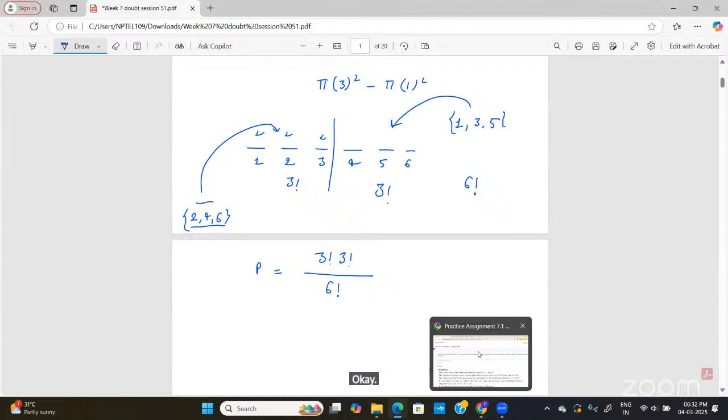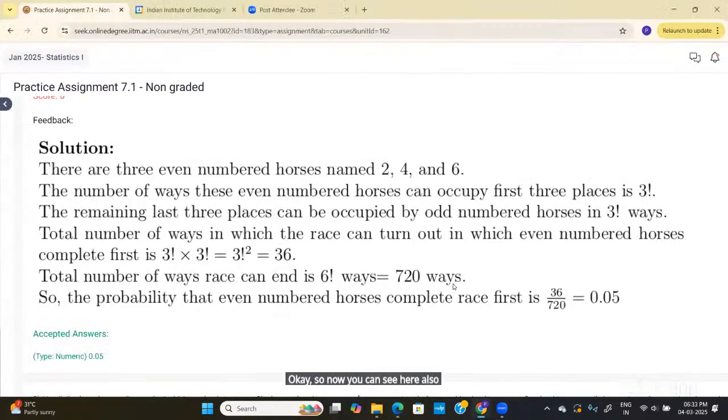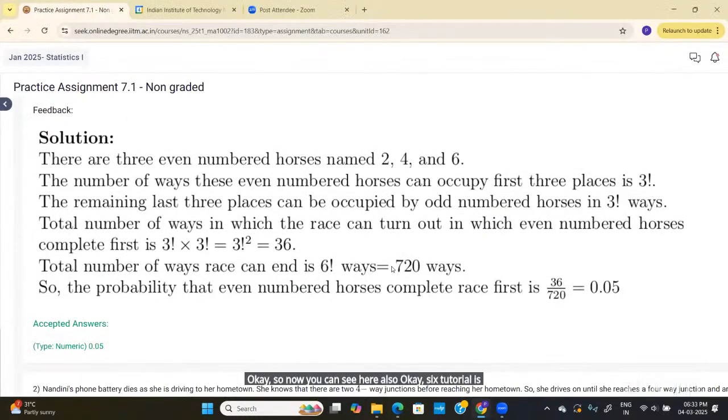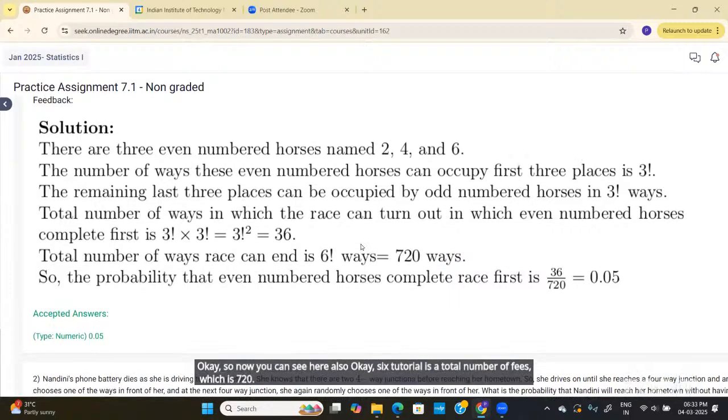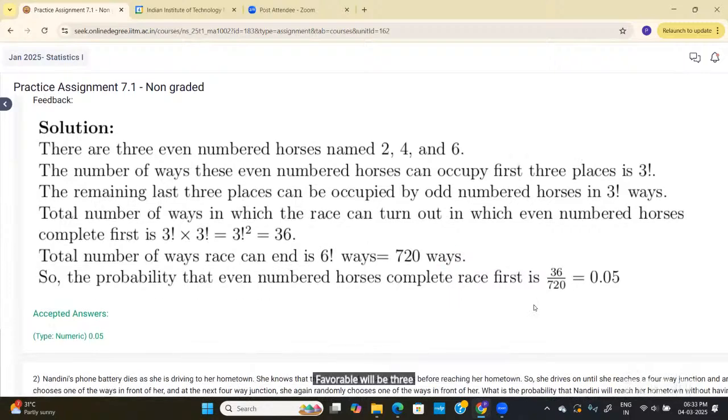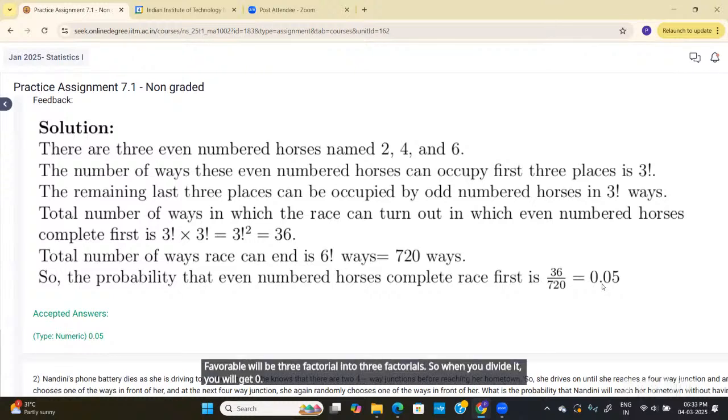Okay, so now you can see here also. 6 factorial is the total number of ways, which is 720. Favorable will be 3 factorial into 3 factorial. So when you divide it, you will get 0.05. Is it clear to you now?